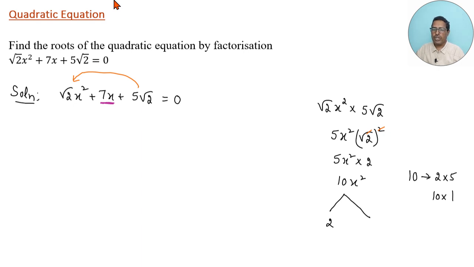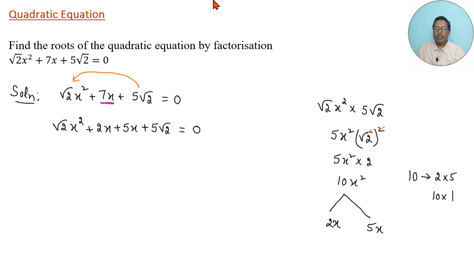So 2 fives are 10. So x into x will give rise to x square. So 2 into 5 is 10, x into x will be x square, 10x square. But if you add these two values, 2x plus 5x, you'll be getting 7x. So let us write down over here the first term, root 2 x square as it is. In place of this 7x, I'll write this value, 2 times x plus 5 times x, and this last term as it is, plus 5 root 2 is equal to 0.